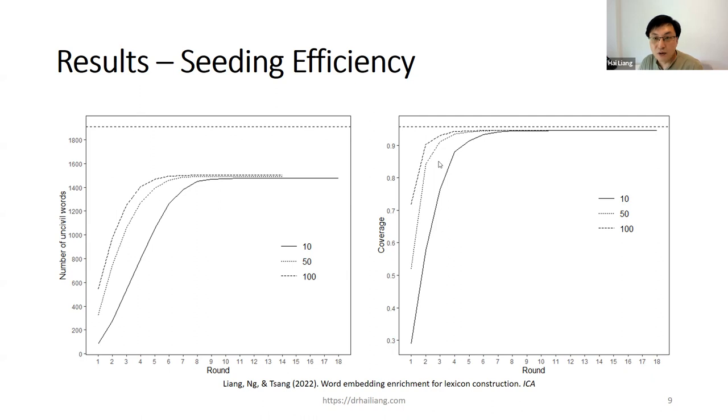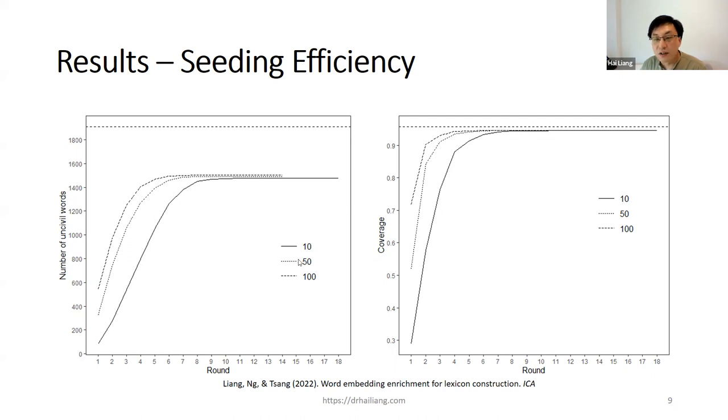Okay, and it's actually quick, okay? So this is about how many... the y-axis here is the number of uncivil words that we can recover from 10 seed words and repeated several times, and this is the total number of uncivil words in our dictionary. Okay, as you can see, there is a gap.